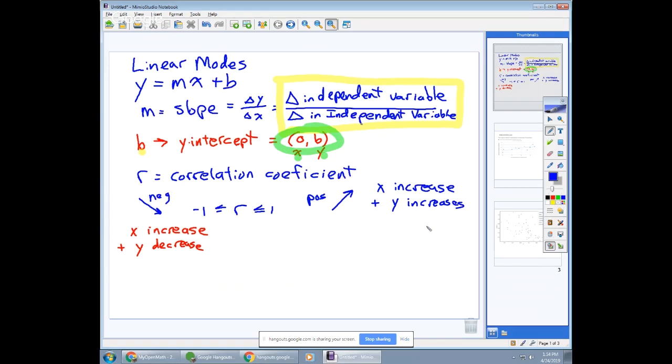Other thing about R is if you consider its absolute value, so its closeness to 0 or 1, always going to be bigger than 0, and it could be 1. That means the points perfectly line up. This just tells us the strength of the correlation. So 1 is as strong as you get. So that would be strong correlation, and towards 0 would be weak correlation. And correlation is just a measure of the fit of a line to the data.